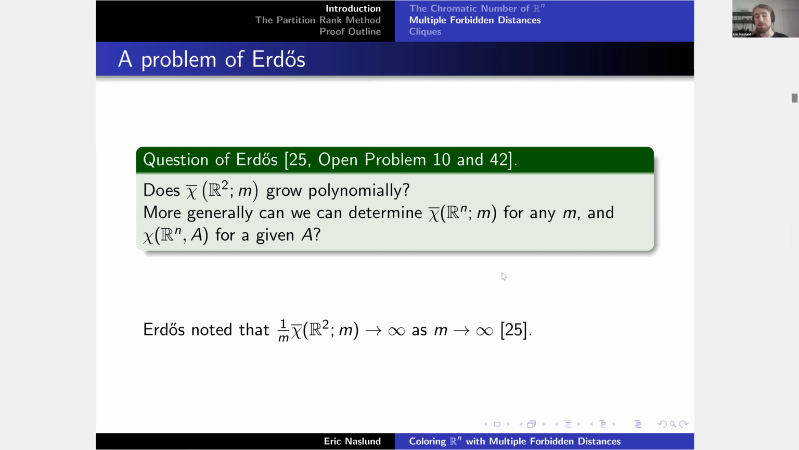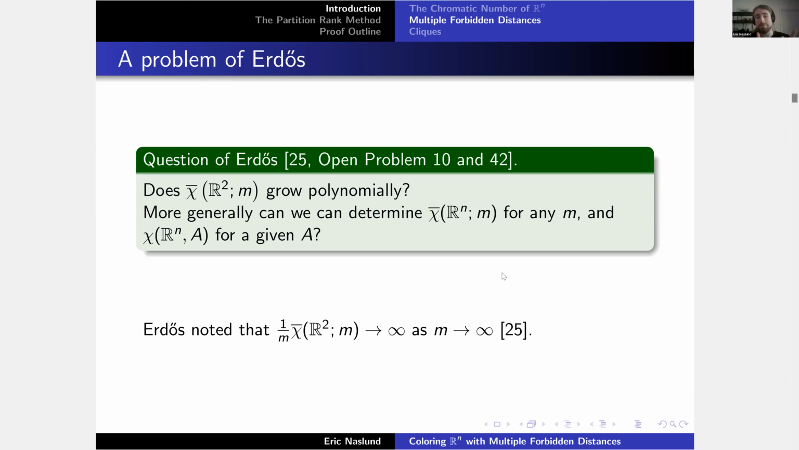I'll just briefly say that the argument Erdös had was to notice that the m-distance chromatic number of the plane grows faster than the number of distances, that this quantity listed below goes to infinity. The way he noticed that was just by observing that the n by n grid has at most m divided by square root log m distances. This is the Landau number, the count of things that can be written as a sum of two squares.